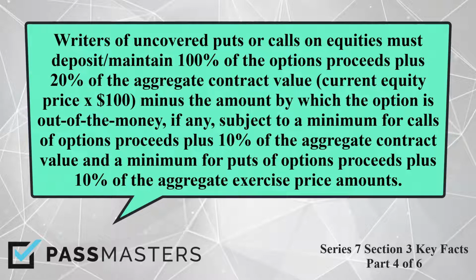Writers of uncovered puts or calls on equities must deposit and maintain 100% of the option's proceeds plus 20% of the aggregate contract value, current equity price times 100, minus the amount by which the option is out of the money, if any. Subject to a minimum for calls of option's proceeds plus 10% of the aggregate contract value, and a minimum for puts of option's proceeds plus 10% of the aggregate exercise price amounts.